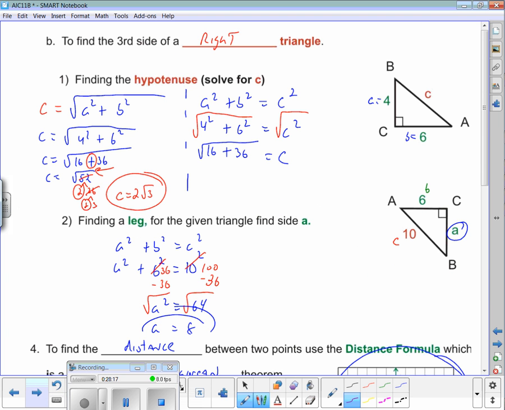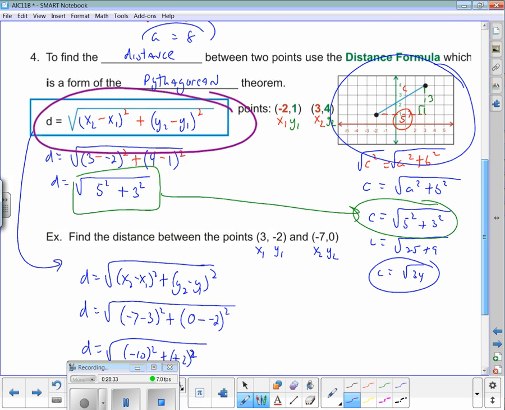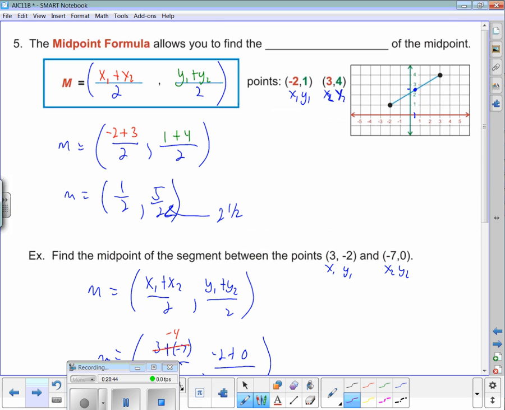How else can you use the Pythagorean theorem? To find either the hypotenuse or the leg, right? That's a common use, to find either the value of the hypotenuse or the value of a leg. We then had a distance formula. Remember, what is it? A form of the Pythagorean theorem. What does it do? It allows us to figure out the sides of the right triangle without using the coordinates. What else do we have? We have a midpoint formula, which allows us to figure out the coordinates of the midpoint of a line segment.